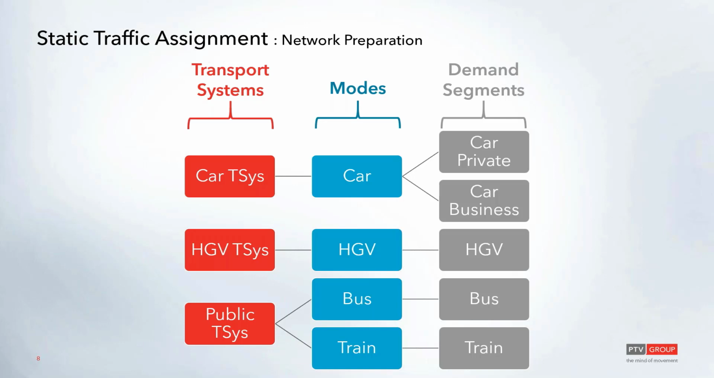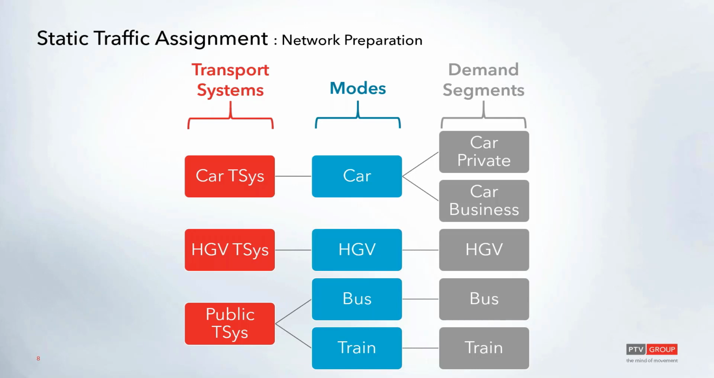From there, these will be comprised of different modes. For the private options, like car and heavy vehicles, this will just be a one-to-one mapping. So we'd have a car transport system and a car mode. But for the public transport, this is where we can set up different modes. For example, you might have buses or trains or other public transit options in your network.